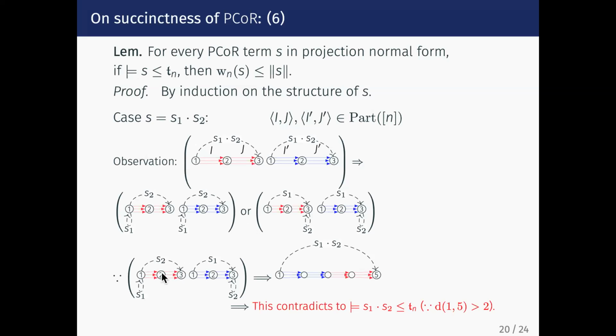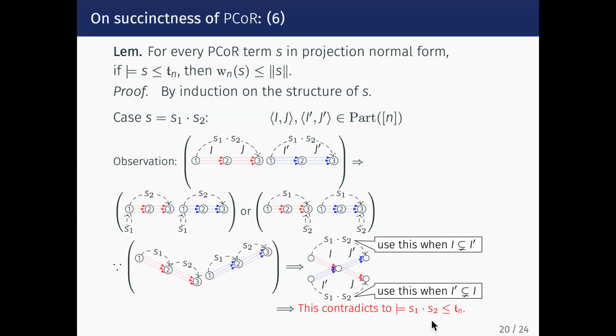It is because, for example, let's consider this case. Then the structure obtained by merging these two structures like this is a counter model of this inequality. It is because the distance of these two nodes is greater than 2. So this case does not occur.